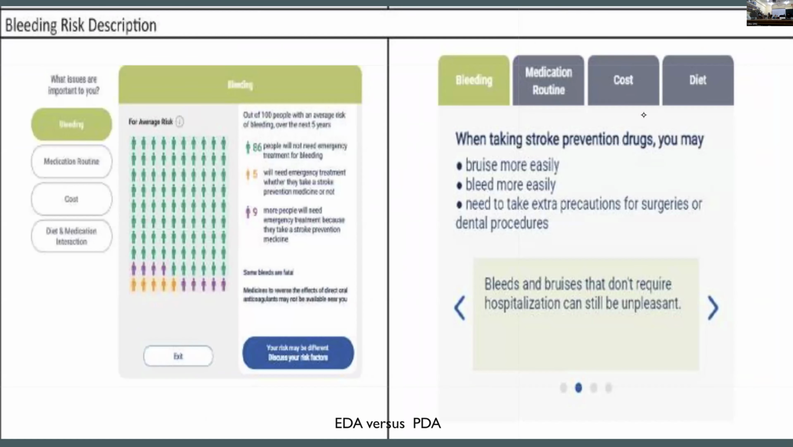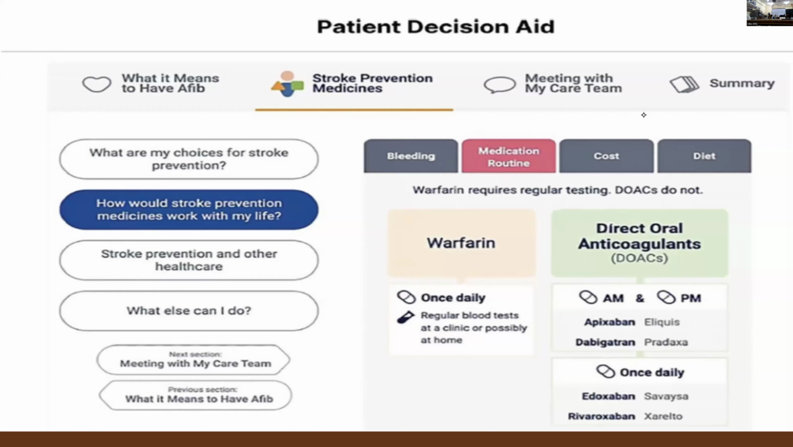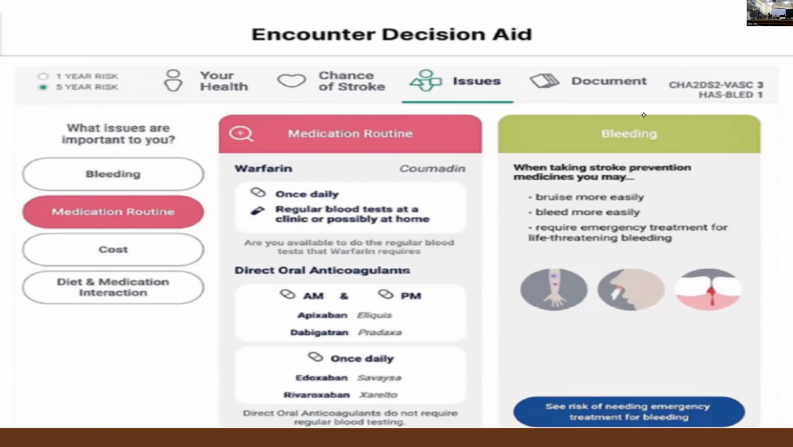All blood thinners have a risk of bleeding. So this tells you what to expect, and here it tells you how much the bleeding risk is. And the final part would be the preparation. Here would be questions you can think about asking, and here you can actually enter the information and it can be copied to whichever online visit you have. And this was the one they used in the study. This was a patient decision aid. It looked like this, and this is the encounter decision aid.